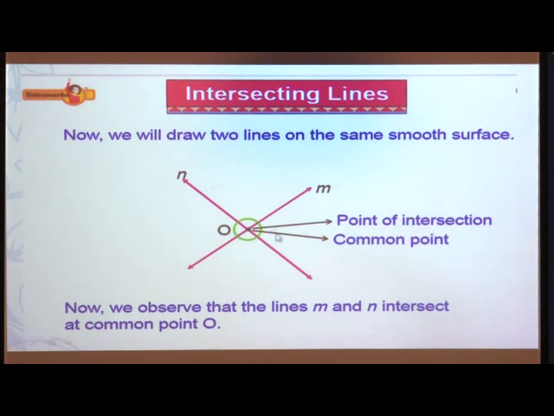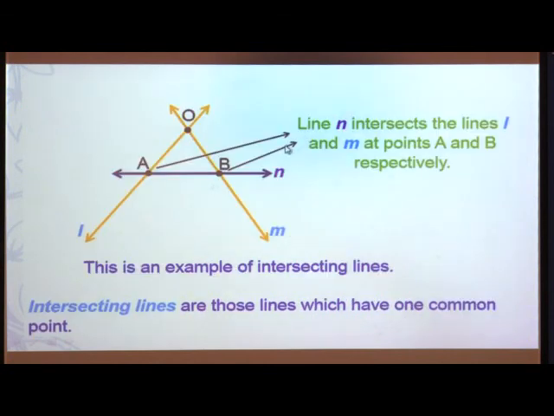So, the lines N and M are called intersecting lines. Why are they called intersecting lines? Because the lines are meeting at a common point which is called the point of intersection. So, these lines are called intersecting lines. Let us see one more example.